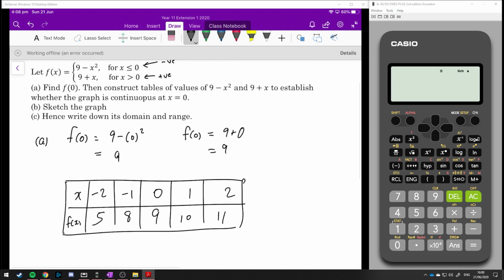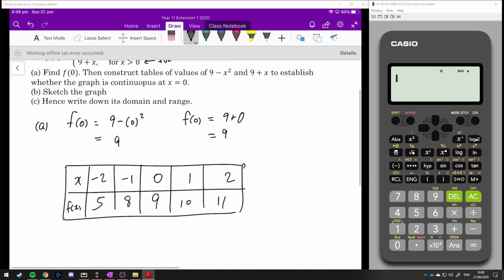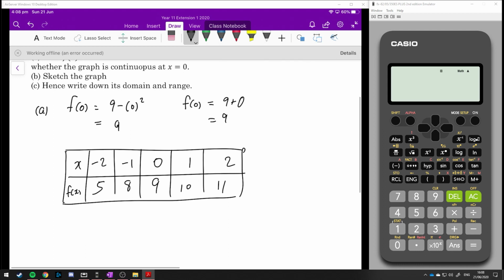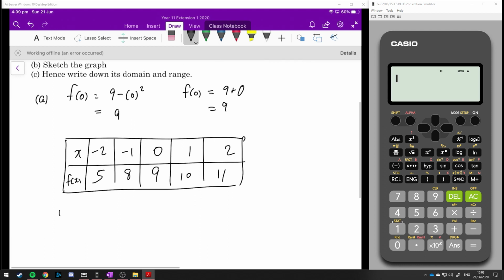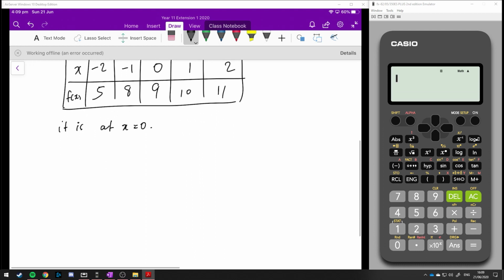So, construct a table of values to establish whether the graph is continuous, like I've got written there, at x is equal to 0. It is, because essentially both of the function values are going to be the same. So it's going to hit this point where they're both the same value, and then it's going to start doing something else. So part B is to then draw this.